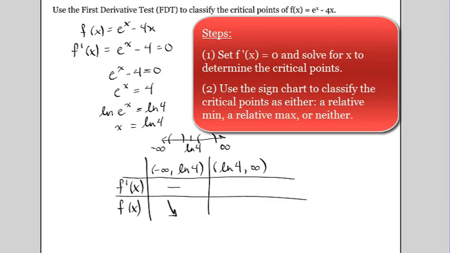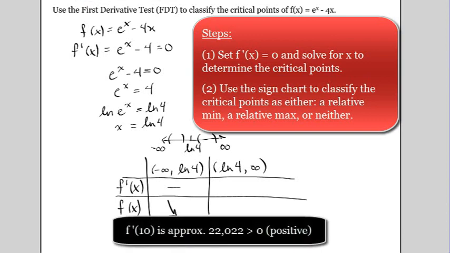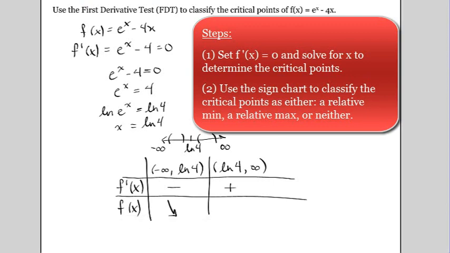Now we'll pick a number between ln 4 and infinity, for example, 10. If we plug that into the first derivative, the sign of our answer is positive. In other words, the graph is increasing on that interval. That means that x equals ln 4 is a relative minimum.